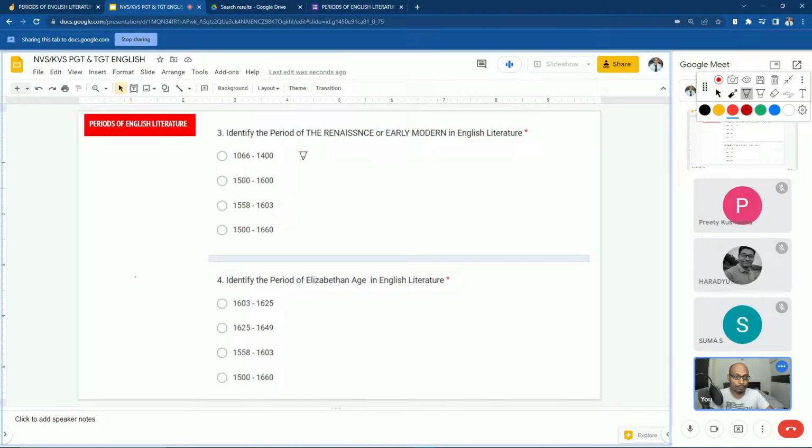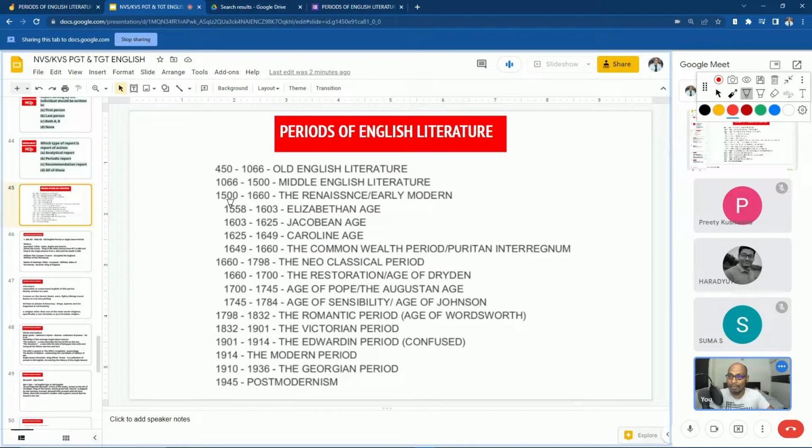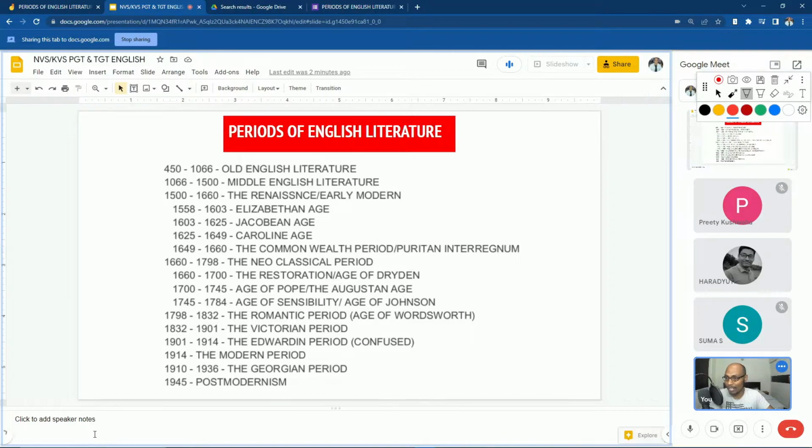Both of you. 1500 to 1660. Okay, Ghosh ji. Yes, sir. I think also 1500 to 1660. Right. Let us see the periods of English literature. 1500 to 1660 is the Renaissance or early modern. Good. Now let us go back to the next question.